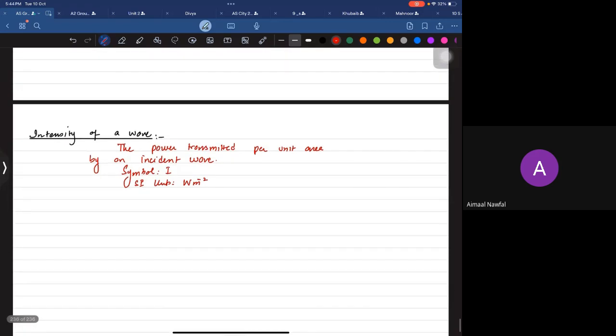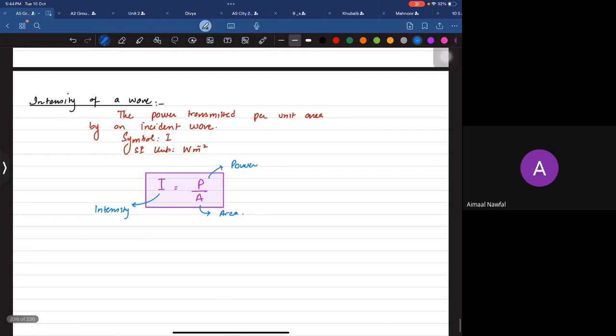The formula for this is I equals to power over area, where this is obviously intensity. Do not forget about that. This is power and this is area.